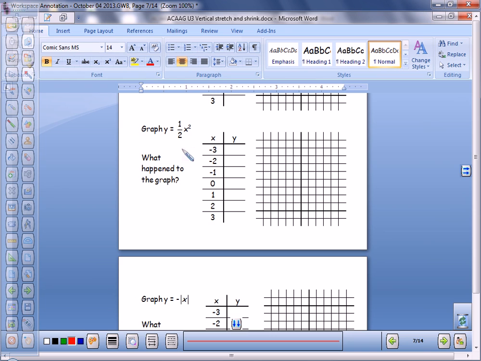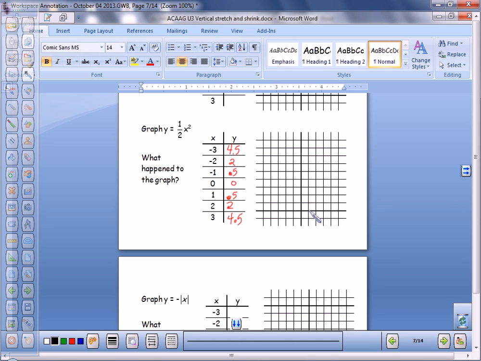Now let's take a look and see what 1/2 does. When I square negative 3, I get 9. Half of that is 4.5. When I square negative 2, I get 4. Half of that is 2. Half of 1 is 0.5, or 1/2. Half of 0 is still 0. Half of 1 is 0.5. Half of 4 is 2. And half of 9 is 4.5.